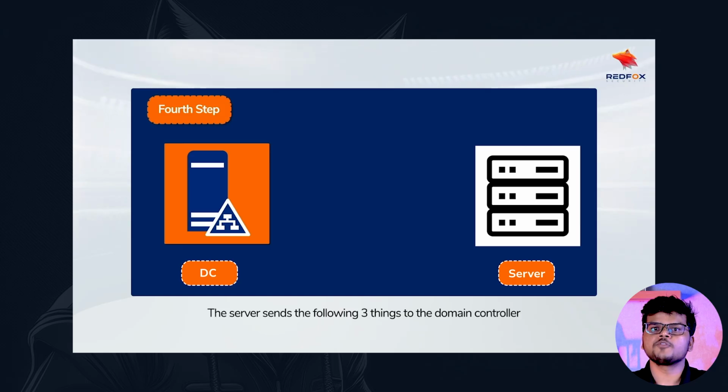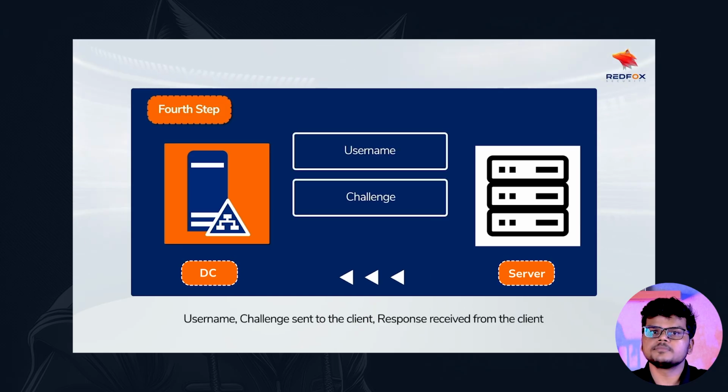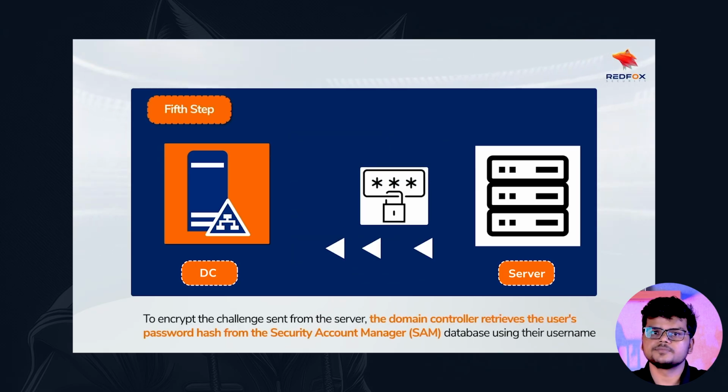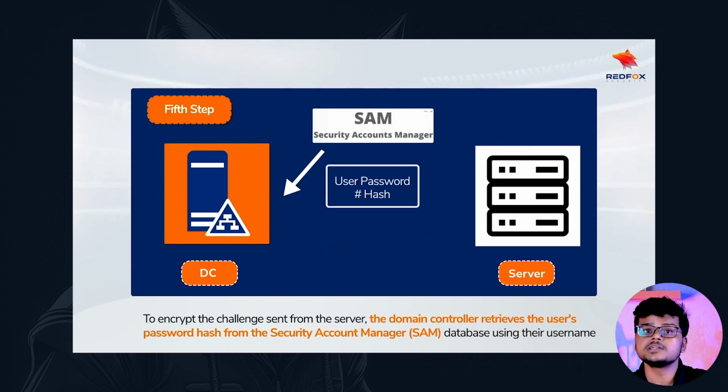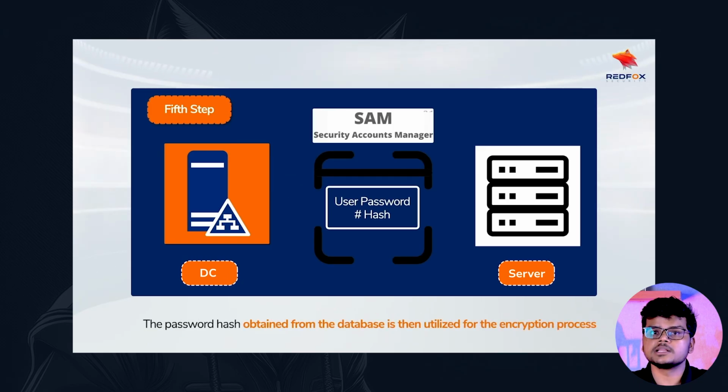The server sends the following three things to the domain controller: the username, the challenge sent to the client, and the response received from the client. To encrypt the challenge sent to the client, the domain controller retrieves the user's password hash from the Security Accounts Manager database using their username. The password hash obtained from the database is then utilized for the encryption process.